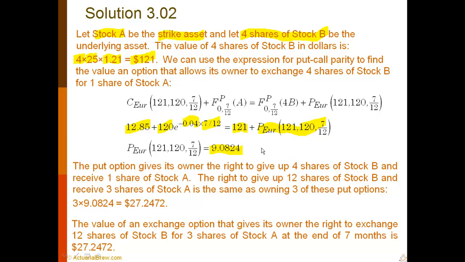That put option allows its owner the right to give up 4 shares of stock B and get 1 share of stock A. What we need though is an option that allows us to give up 12 shares of stock B and get 3 shares of stock A. Well, that's just 3 of these put options then, isn't it? So we just multiply 3 times the value of the put option, and that gives us the answer to this question.